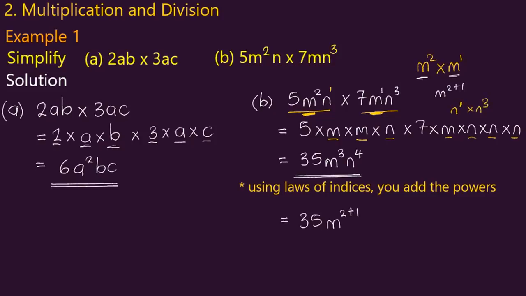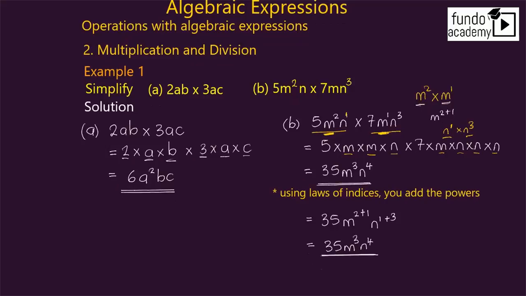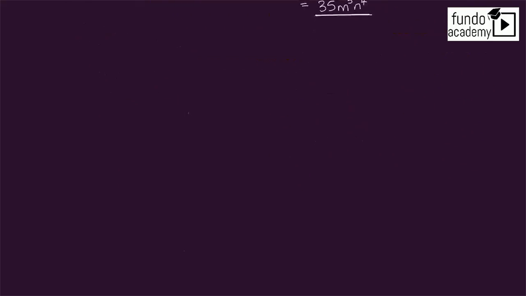Since we have the same base right there, we have to add the powers again, so that will give us n to the power of 1 plus 3. Eventually we'll be getting 35. 2 plus 1, that's 3, so m cubed, and 1 plus 3, that's 4, so that's n to the power of 4, and that's the solution to part B. So it's an easier way to apply the laws of indices when you are trying to multiply algebraic expressions like the ones we have right here.